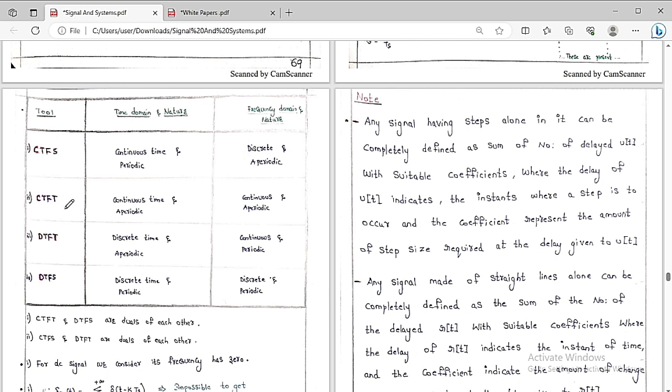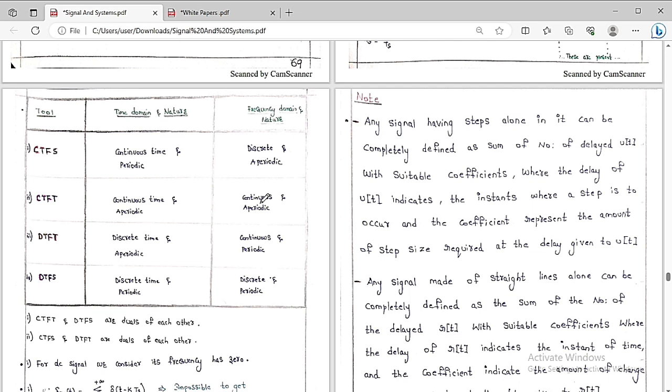Now, the continuous time Fourier transform. The Fourier transform is applicable for continuous time and aperiodic signals. So the continuous time Fourier transform is basically applicable to aperiodic signals. If you apply the Fourier transform to continuous time aperiodic signals, then you are going to get F of omega.